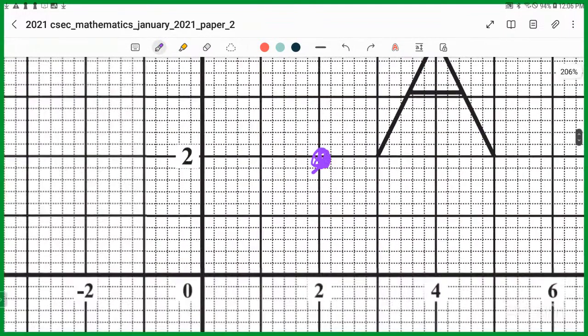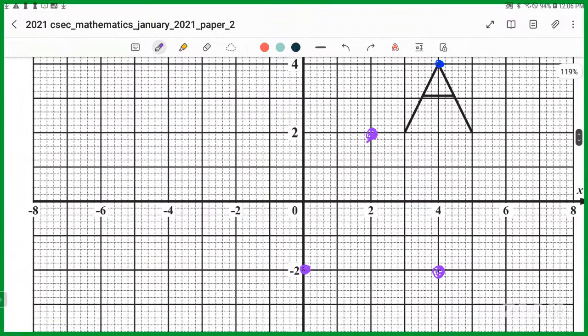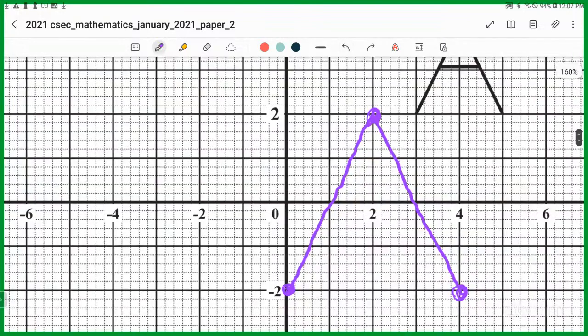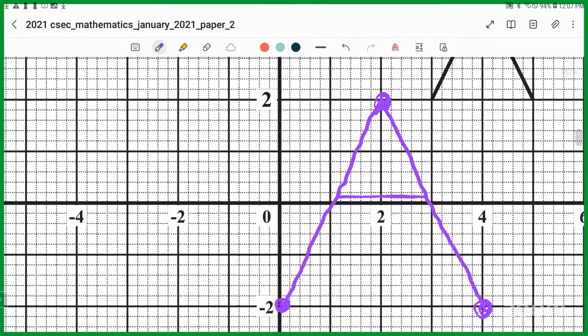Right? So join these two. Come to about the halfway mark where you have a gap between it. That has to be doubled. So I'll put it about here. But I'm comfortable with that. That's the image.